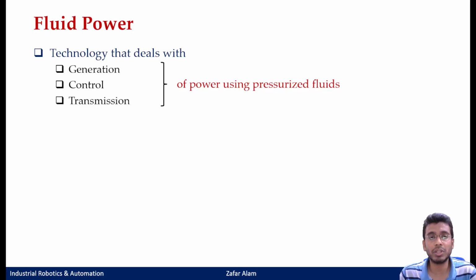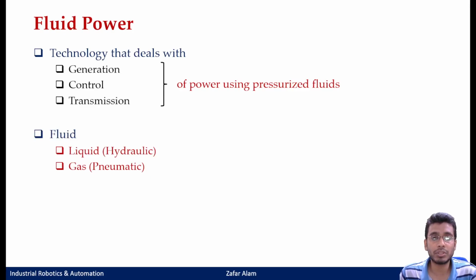So it is not only the generation, or only the control, it has to be all three. Right from where you generate the power, all the technology required to generate the power, then the transmission, that is the end where it is going. Between that, there will also be the control elements. So how do you control those pressurized fluids? So all three: the generation, control and transmission of power using the pressurized fluid.